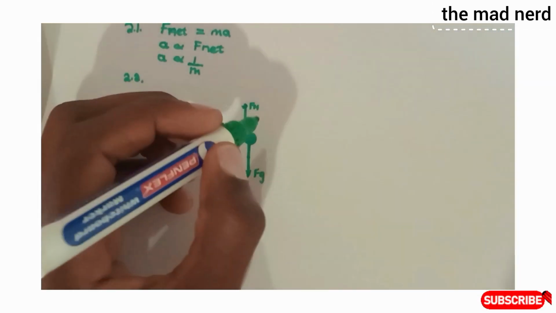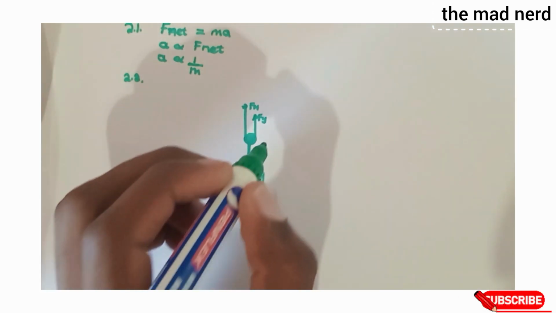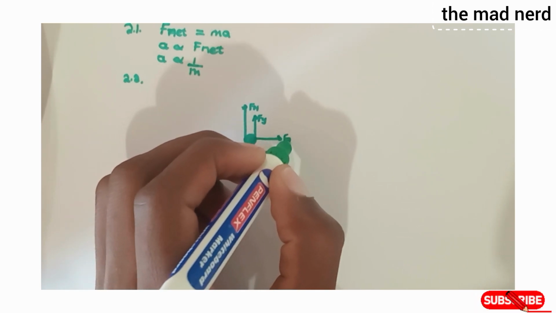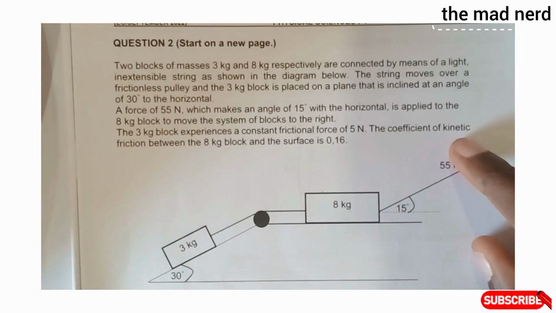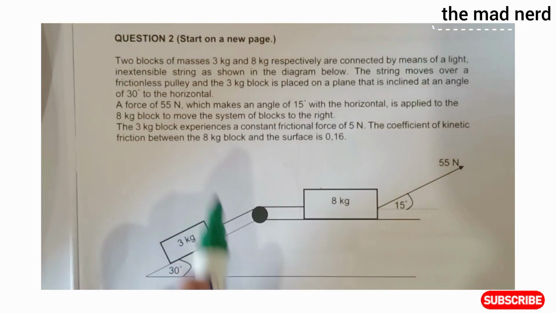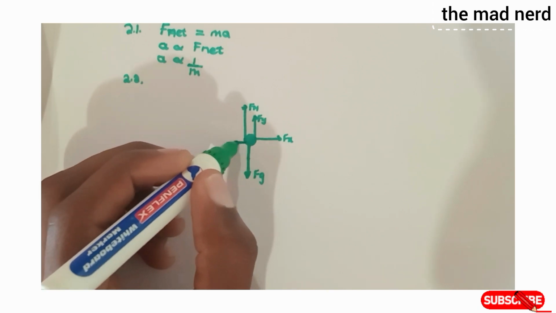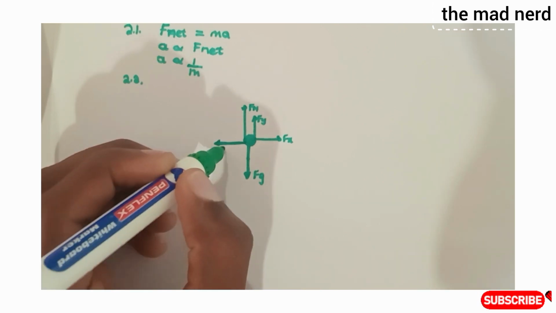It means that we can use the components of the applied force, Fy and Fx. Since we have a coefficient of kinetic friction between the 8 kg block and the surface, it means that we have a what? Since it's moving to the right, our kinetic friction should point to the left, because it opposes the motion.